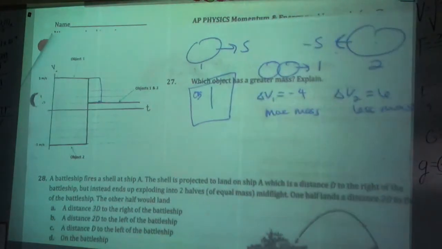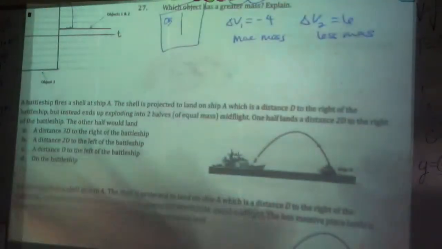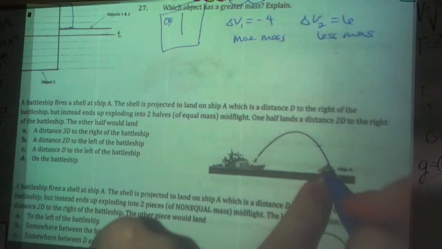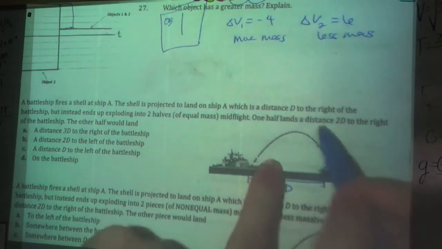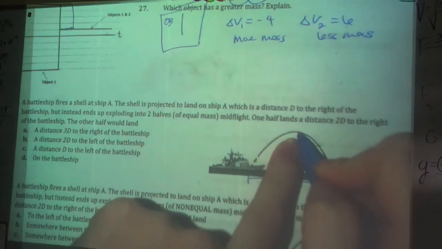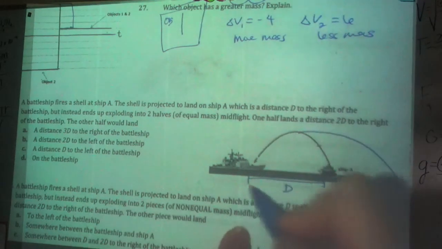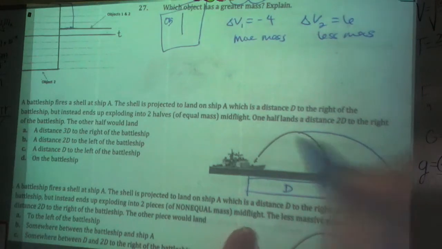A battleship fires a shell at A. The shell is projected to land at ship A, which is a distance d away from the battleship, but instead it explodes into 2 halves of equal mass. One lands 2d away. Where does the other one land?